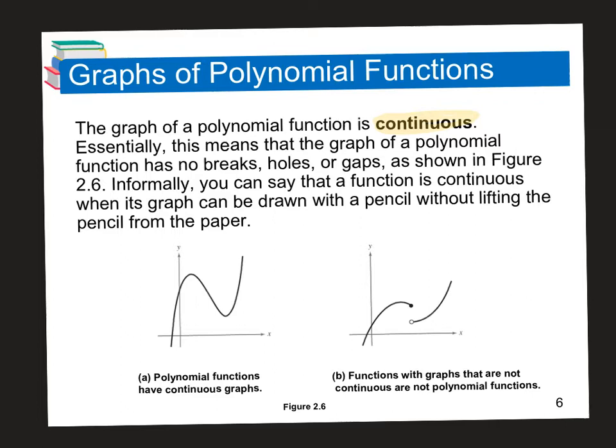A continuous function, guys, has no breaks, no holes, no gaps. So this is continuous because there's no breaks, no holes, no gaps. This is not. This is called discontinuous because there is a gap, a break in the domain or the range.